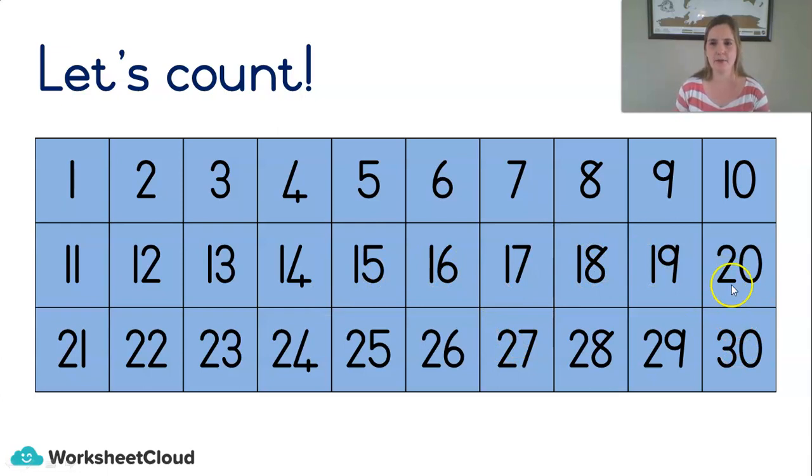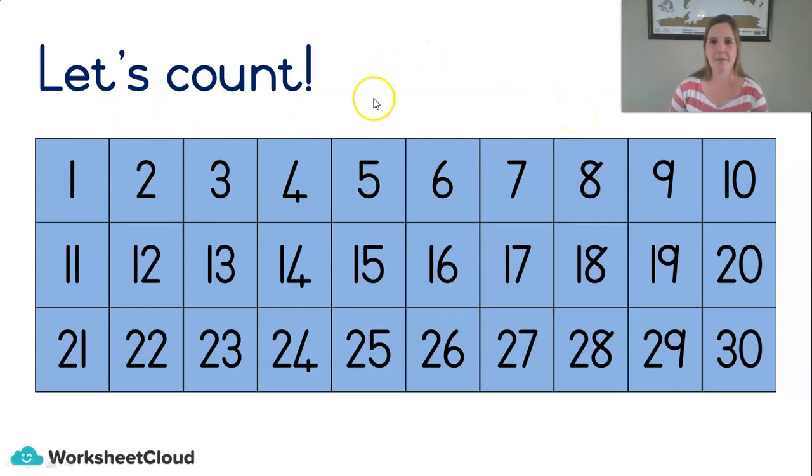Great, let's go backwards from 30, just in ones. 30, 29, 28, 27, 26, 25, 24, 23, 22, 21, 20, 19, 18, 17, 16, 15, 14, 13, 12, 11, 10, 9, 8, 7, 6, 5, 4, 3, 2, 1.